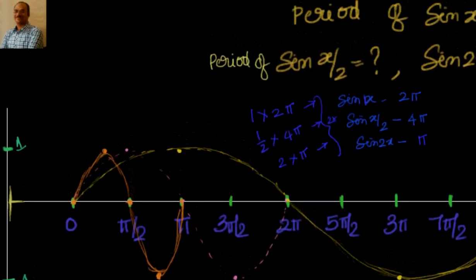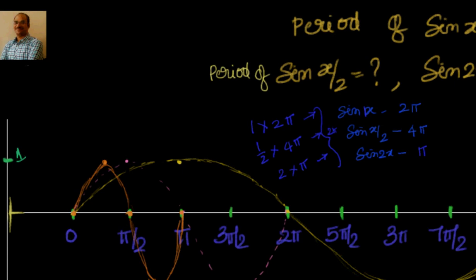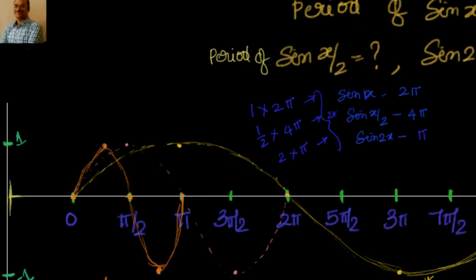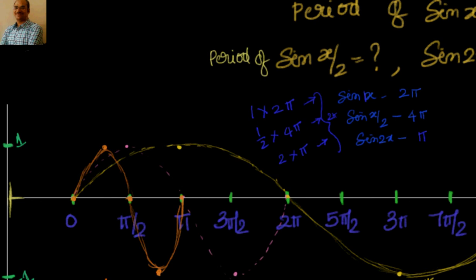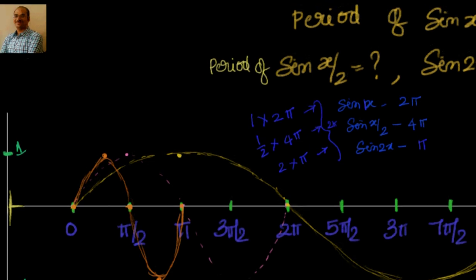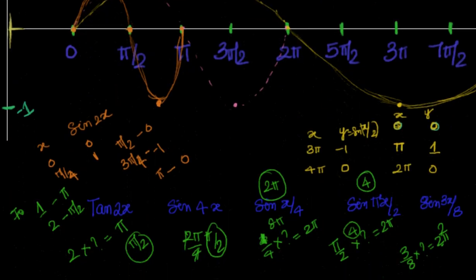So what we have derived or understood from drawing the graph is that the coefficient of x and the period are inversely proportional. If the coefficient is increasing, the period is decreasing. They are inversely proportional to each other. Based on that, we have done some examples.